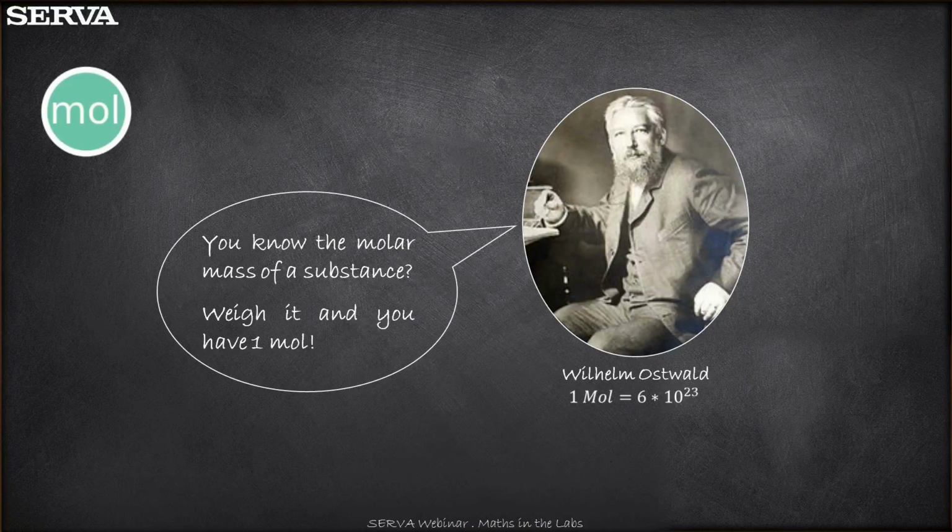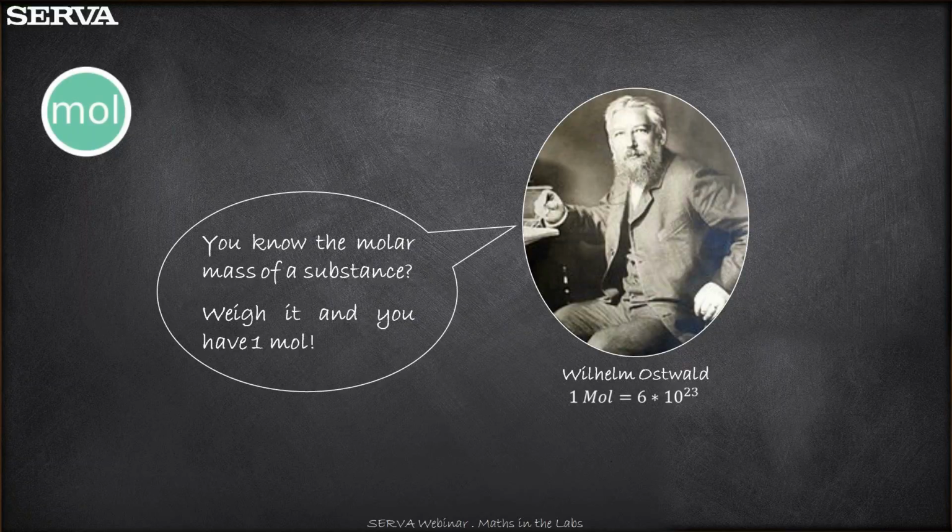I want to talk about the mole. The mole was invented by Wilhelm Ostwald, and he said that 12 grams of carbon have 6 times 10 to the 23 molecules. This is the so-called Avogadro constant. It is important to know for us in the lab that if you weigh the molar mass of a substance, you have exactly 1 mole.